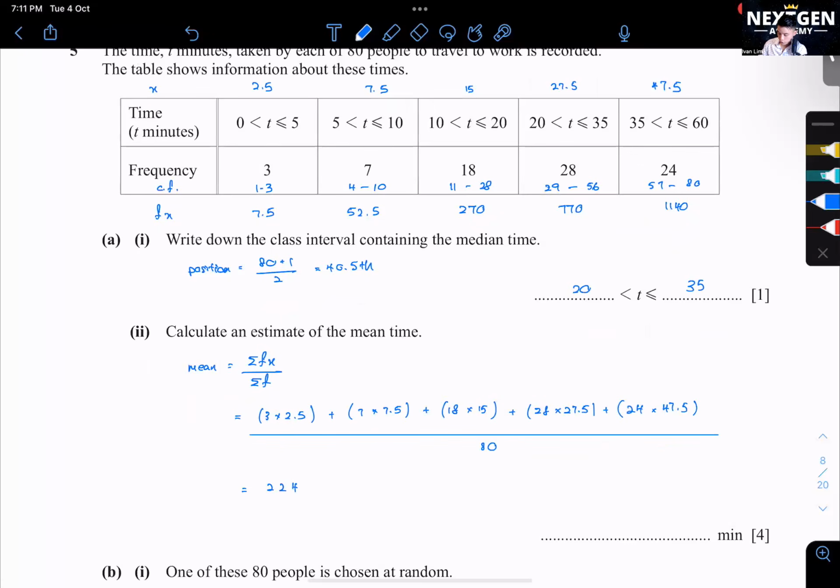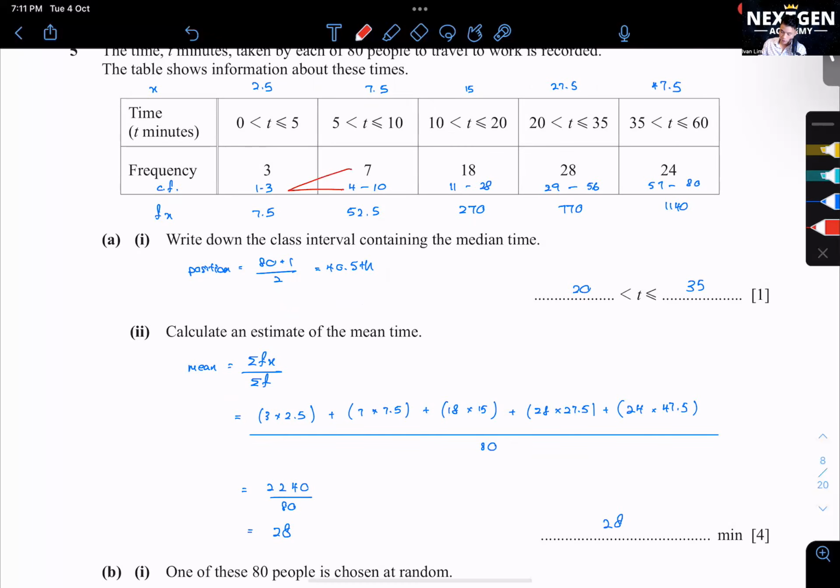So you get 2240 over 80, which you'll get 28. How to find cumulative frequency? Just add up the frequency. You keep adding the previous one.